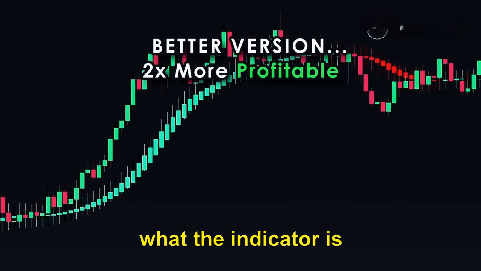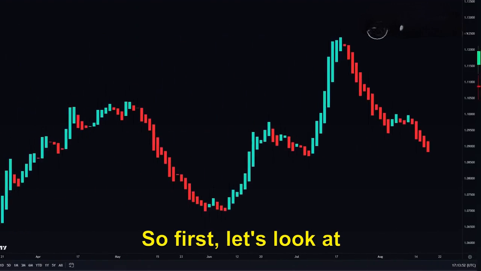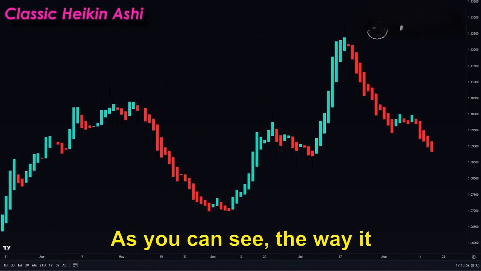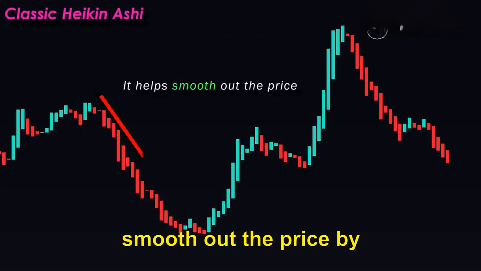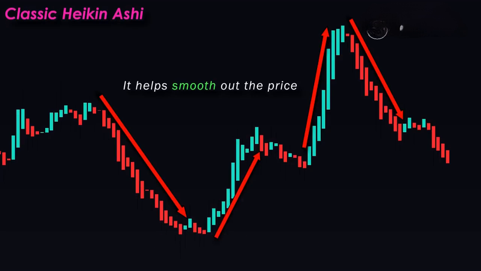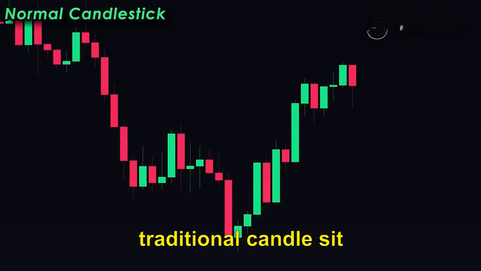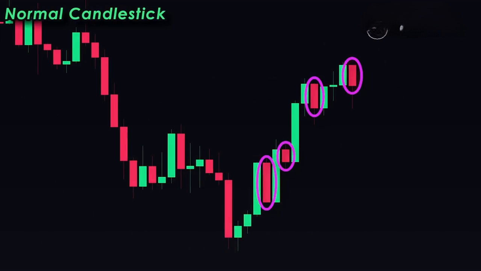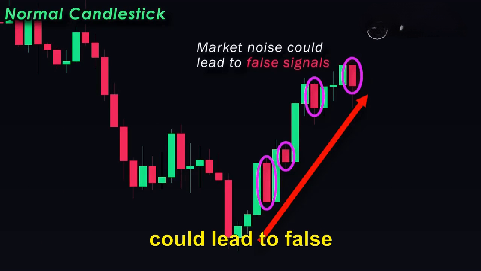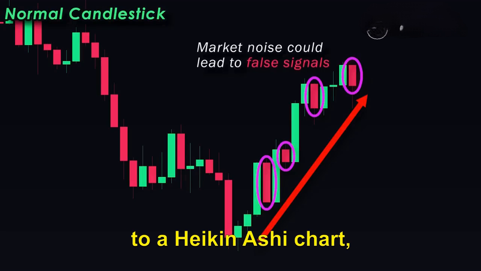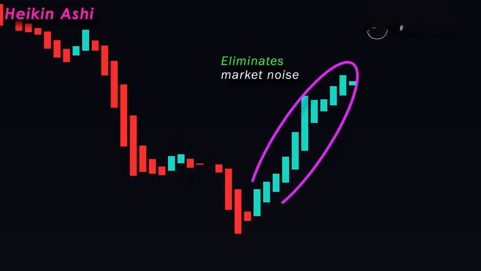I'm going to show you what the indicator is and how you can use it. So first, let's look at the classic Heikin Ashi. As you can see, the way it works is that it helps smooth out the price by replacing your traditional candlestick chart with a Heikin Ashi chart, making it easier for traders to analyze the overall trend. Like in this example, here in this traditional candlestick chart, notice that there's a lot of market noise in this upwards price movement, which could lead to false signals. Now, if you change this to a Heikin Ashi chart, you can see that it actually eliminates that market noise by displaying same colored candles when the market is trending, therefore helping traders analyze the trend more easily.